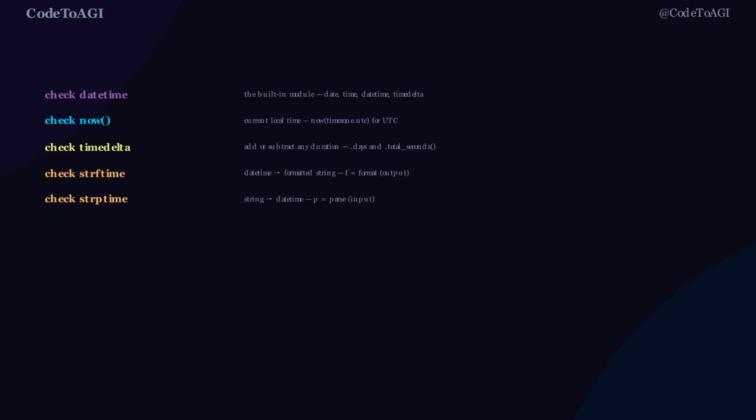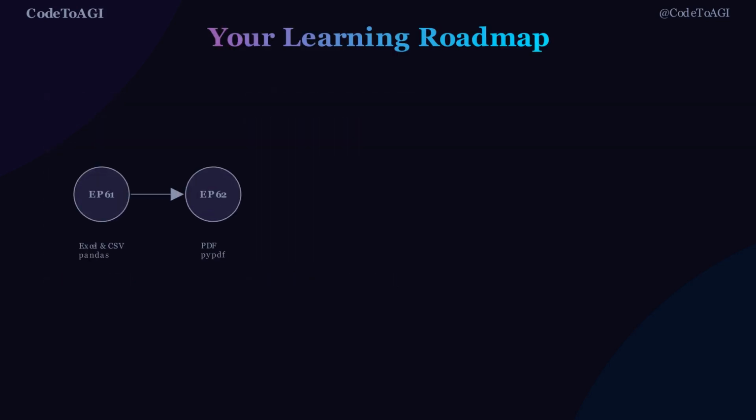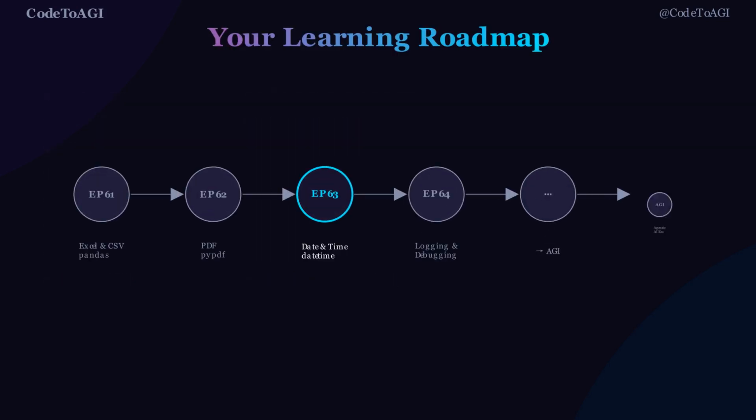Let us recap what you learned today. datetime, the built-in module for all date and time work. date, time, datetime, timedelta, the 4 core objects. datetime.now, current local time. utcnow, current UTC. timedelta, add or subtract any duration from a datetime. strftime, datetime to formatted string. strptime, parse a string back into a datetime. ZoneInfo, time zone aware datetimes, built into Python 3.9. Always store in UTC. Convert to local only for display.